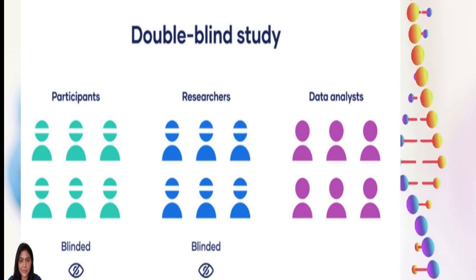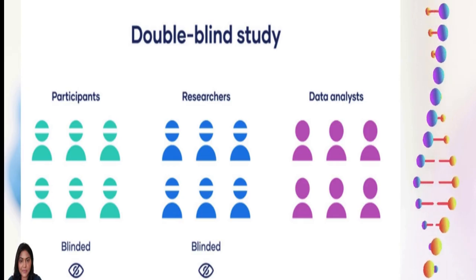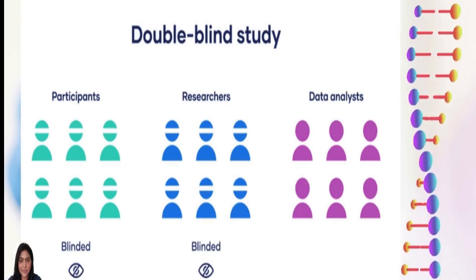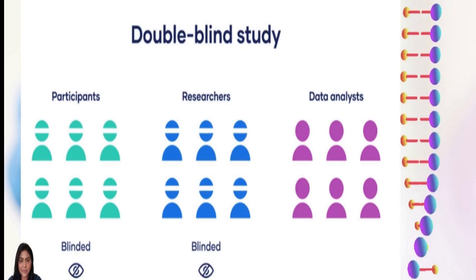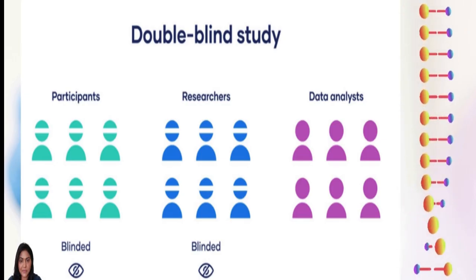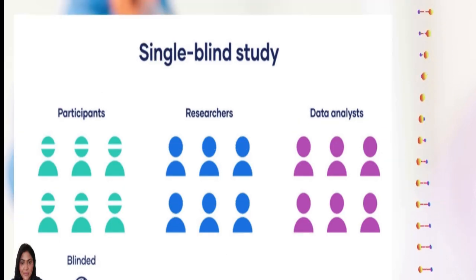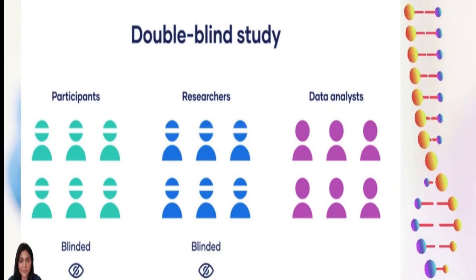So, there are three teams, we can say: participant, researcher, and data analysis team. In the double blinded case, the participant is not aware of the drug. Even the researcher is also unaware of that drug. So, this is a double blinded study.